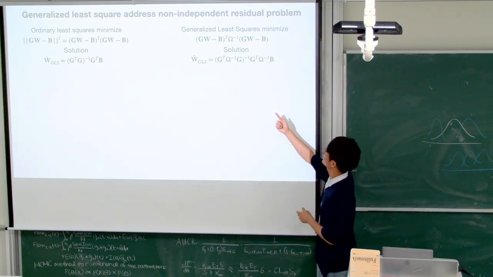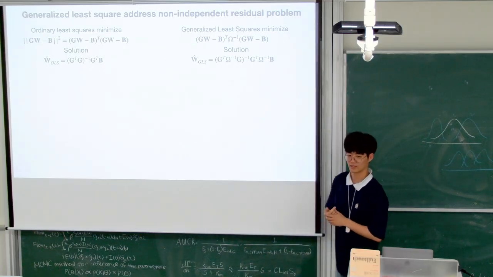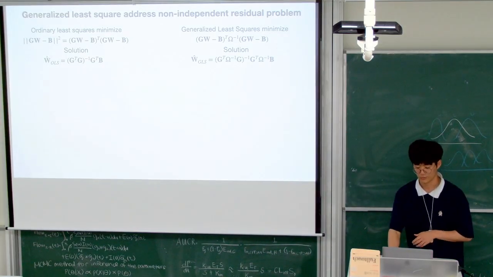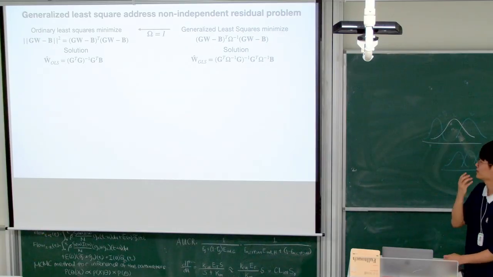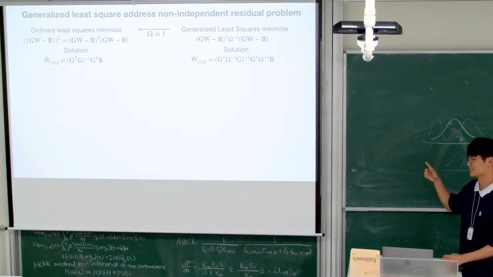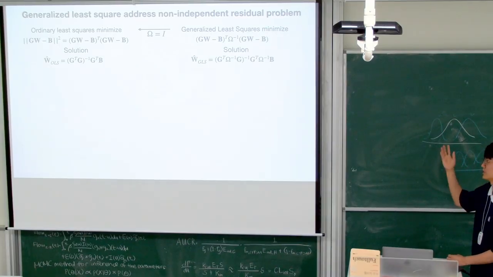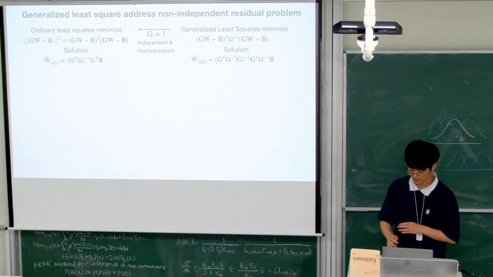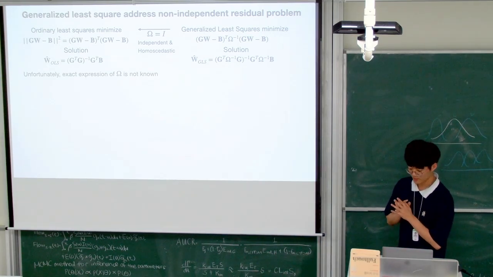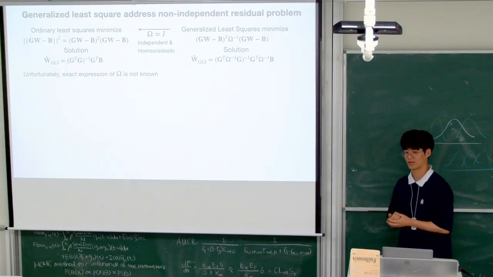Luckily, it has a quite good solution because they are so similar. What is omega? It is the residual covariance matrix. When the covariance matrix is just the identity matrix, it comes back to the OLS problem. That is when independence and homoscedasticity are satisfied. However, we don't know the expression of omega.